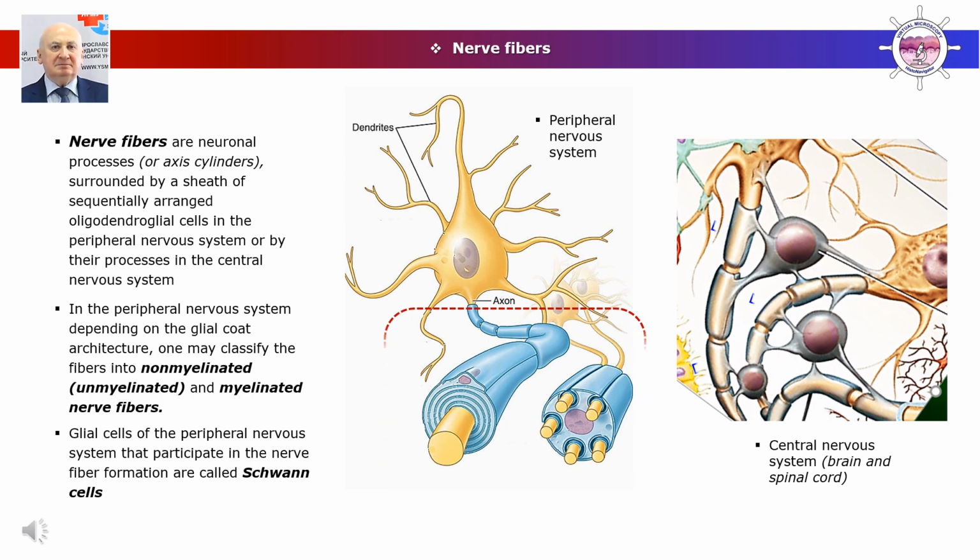In the peripheral nervous system, depending on the glial coat architecture, one may classify the fibers into non-myelinated or unmyelinated and myelinated nerve fibers. Glial cells of the peripheral nervous system that participate in the nerve fiber formation are called Schwann cells.